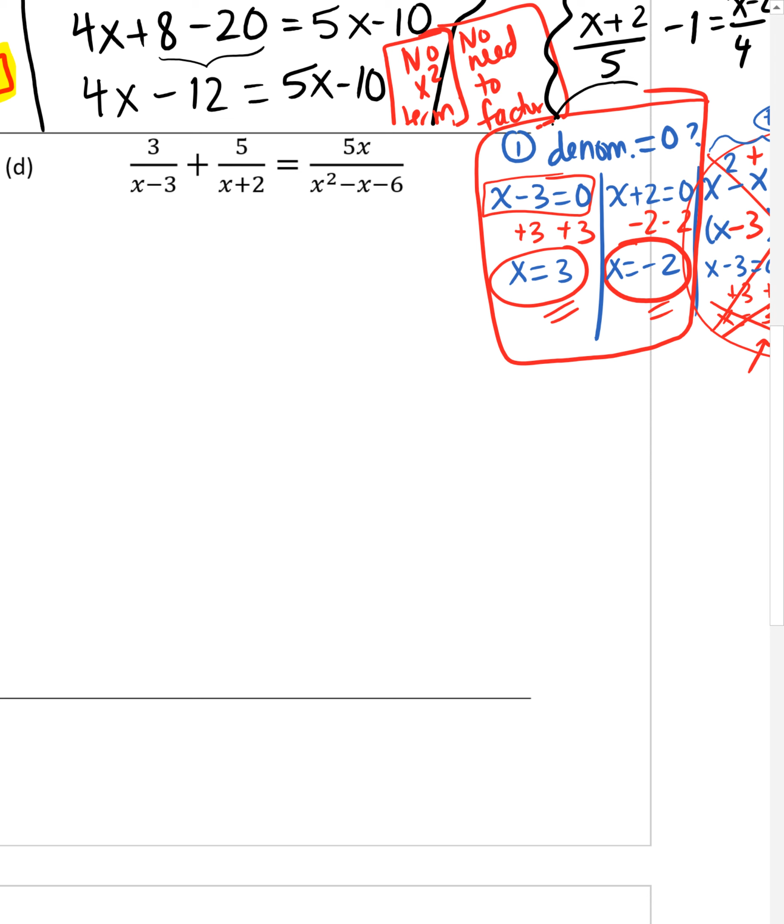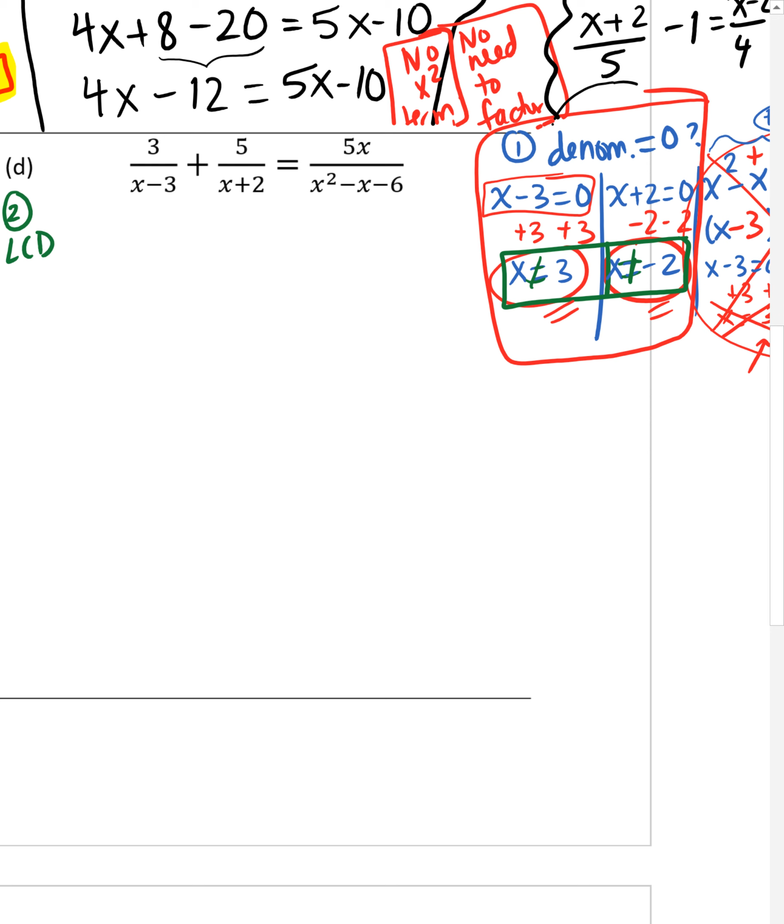For sure. Alright, so whatever happens, I better make sure that my answer does not contain a 3 or a negative 2. So I remind myself by putting a not equal to. It's not like I want those to be the solutions. I want to make sure those are not the solutions. So the next step now is to figure out what the least common denominator is.